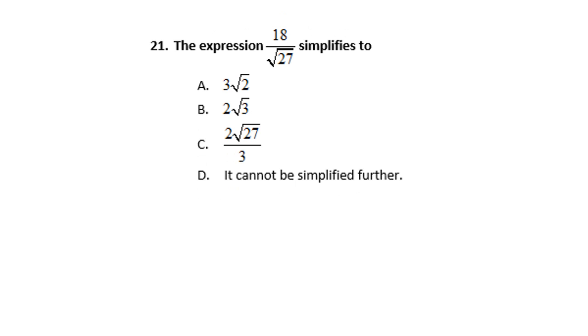Number 21. The expression 18 divided by the square root of 27 simplifies to A. 3 times the square root of 2, B. 2 times the square root of 3, C. 2 times the square root of 27 divided by 3, D. It cannot be simplified further.